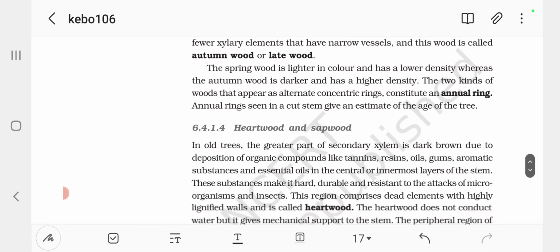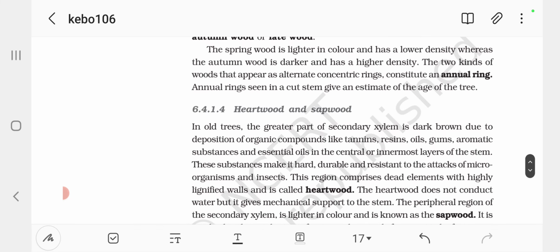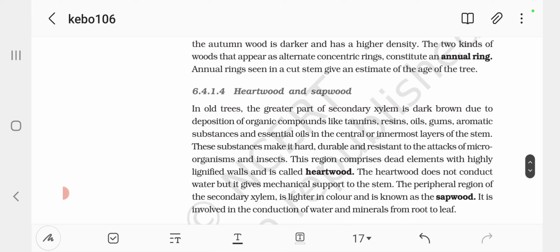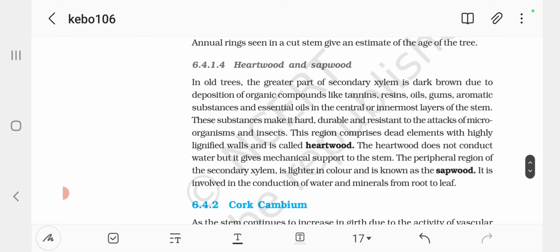The spring wood is lighter in color and has lower density, whereas the autumn wood is darker and has higher density. The two kinds of wood that appear as alternate concentric rings constitute an annual ring. Annual rings seen in a cut stem give an estimate of the age of a tree.